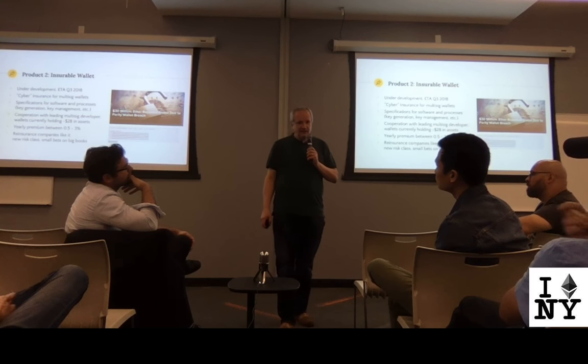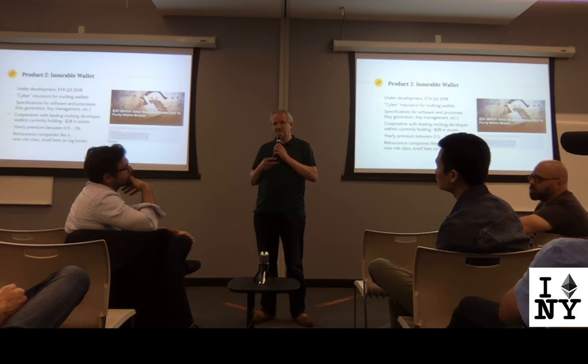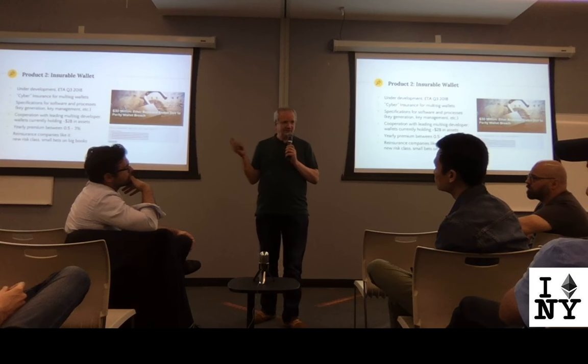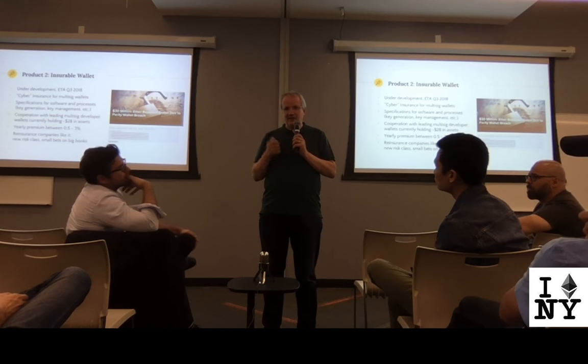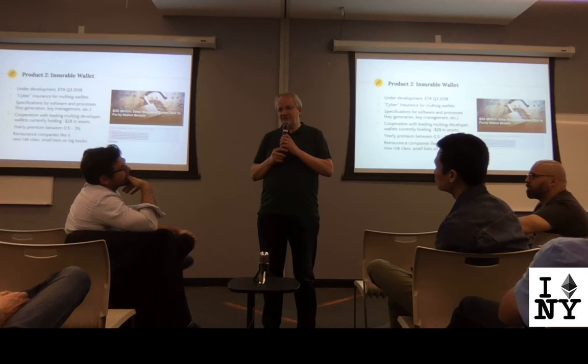And essentially, for most insurance products, for most new products, you don't have any history. For example, for the insurable crypto wallet, you don't have any history. We just make an estimate. And reinsurance companies are very fine with this. They're saying, okay, it's a new product.